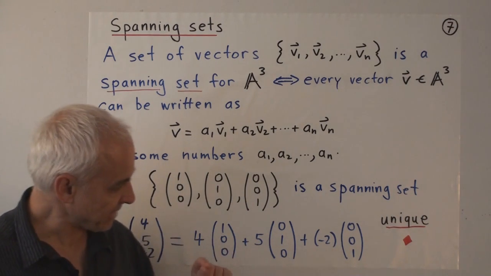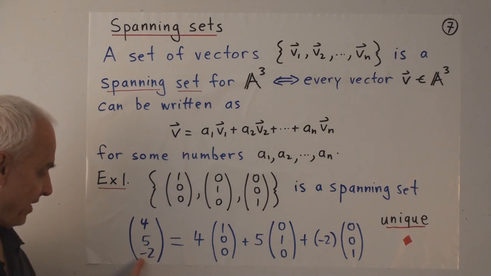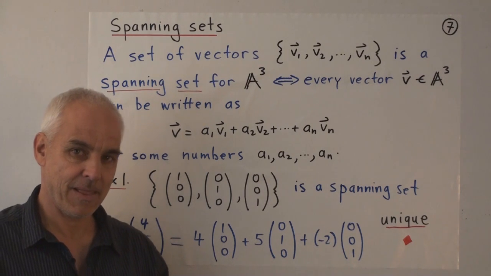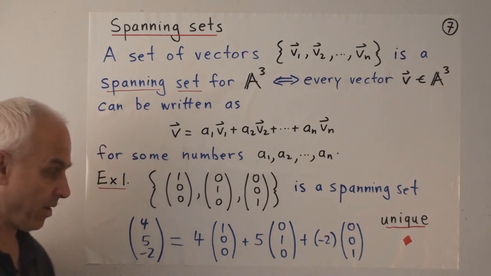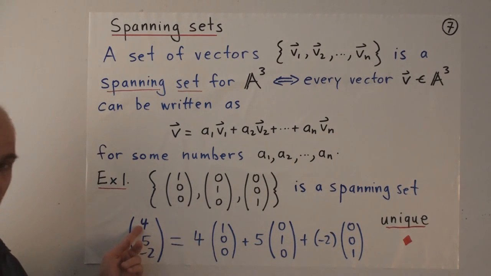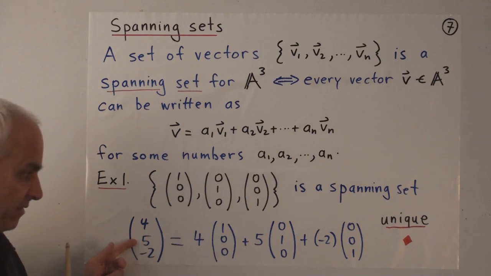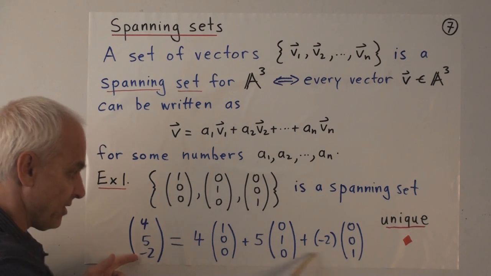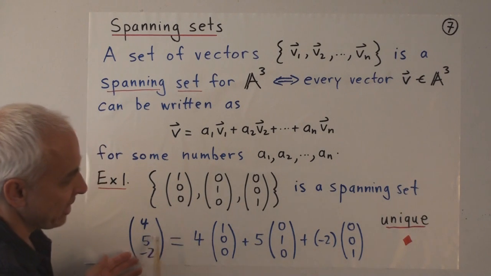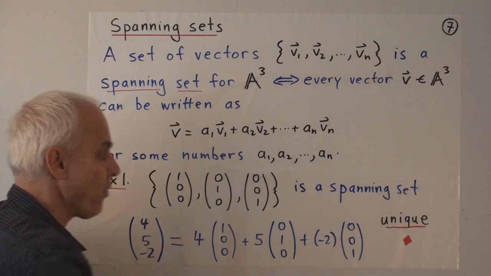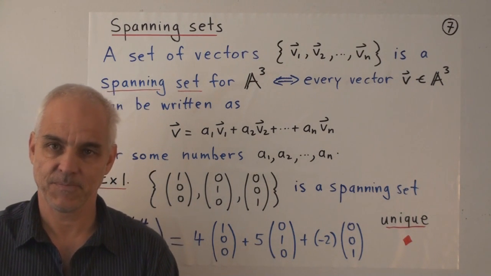There's one additional thing to say about this situation: in this case, there's in fact only one way of writing this vector as a linear combination. We didn't have any choice at all. This number had to be a 4 because the top entry has got to match with the 4 there. This entry has to be a 5 because the second entry has to match with that 5. And this entry has to be minus 2 because the third entries have to agree. So this linear combination is in fact unique. There's only one way of writing this vector as a linear combination of those three vectors.